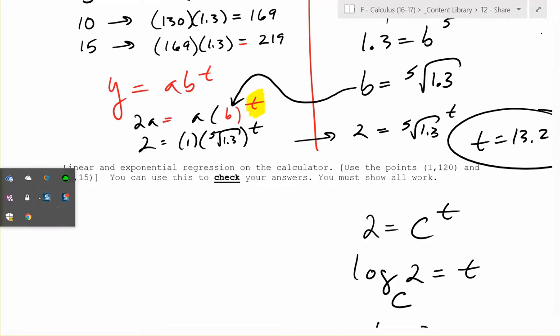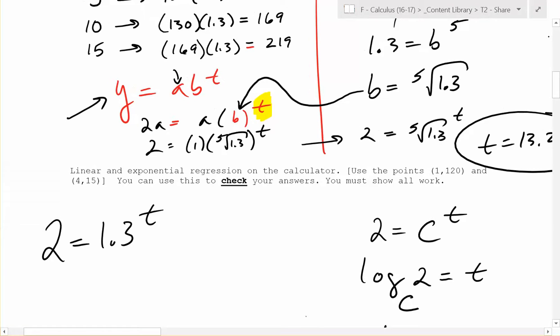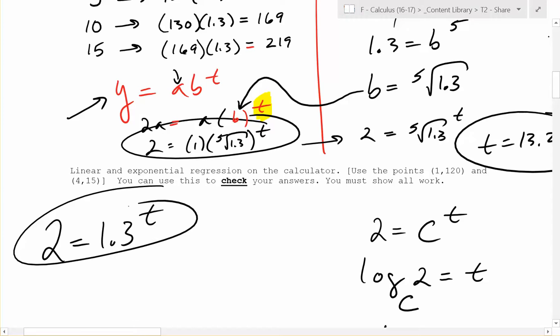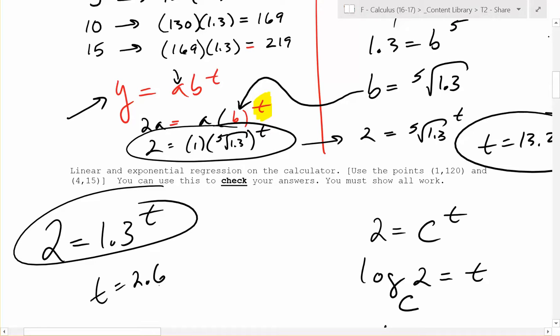Yes, Alex? The only difference between that and what we just solved: what's not there? What's the difference between this and this? No, just literally, what number is missing? The fifth root is missing, right? If you solve this one, you end up with t equals 2.6. That's the same answer. Do you know why? Multiply 2.6 times 5, what do you get? It's a little different because of rounding, everybody. It's 13. We got 13.2, right? I rounded.